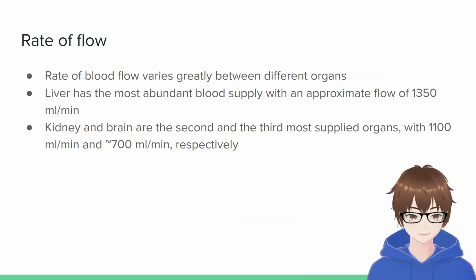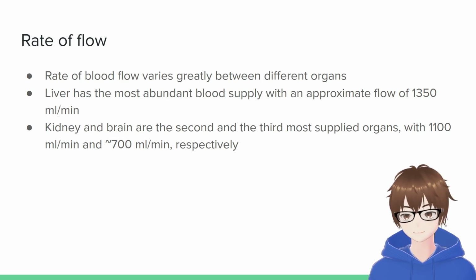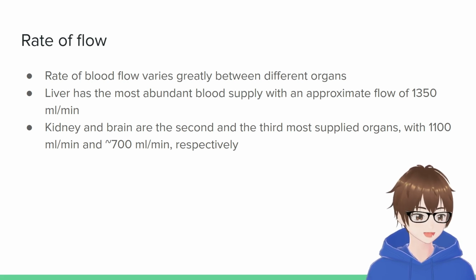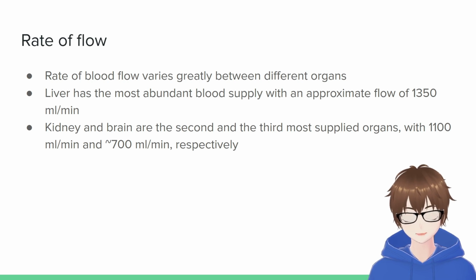Okay, so rate of flow. Blood does not flow exactly the same to all organs because some organs need more blood supply than others. So the rate of flow varies greatly between different organs. To be exact, the liver has the most abundant blood supply, which I was surprised it wasn't the brain that has the biggest supply. But anyways, the liver has the most abundant blood supply, and it flows at around 1350 milliliters per minute.